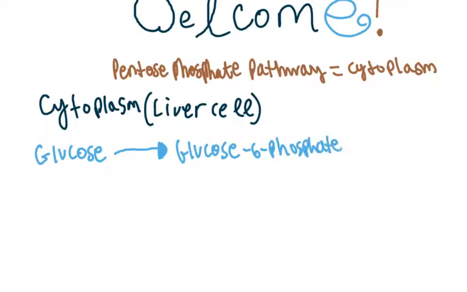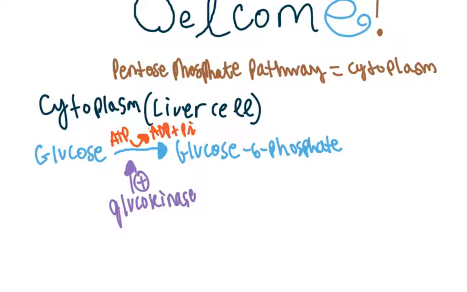If we're in the liver, we use the enzyme glucokinase to catalyze this reaction from glucose to glucose 6-phosphate. We also remember that we have this phosphate here because we use an ATP molecule and break it down into ADP and an inorganic phosphate, and this phosphate attaches itself onto the 6-carbon of glucose, making glucose 6-phosphate.